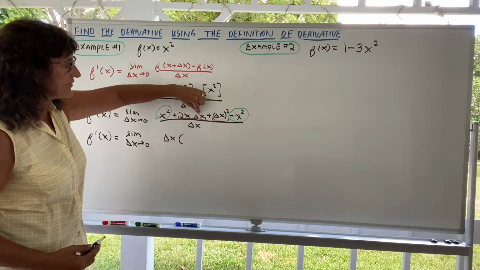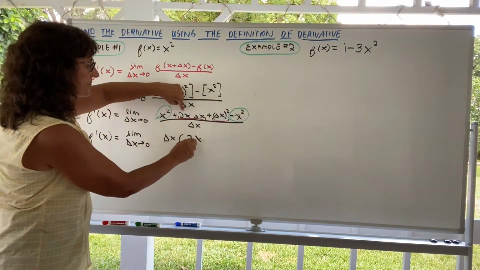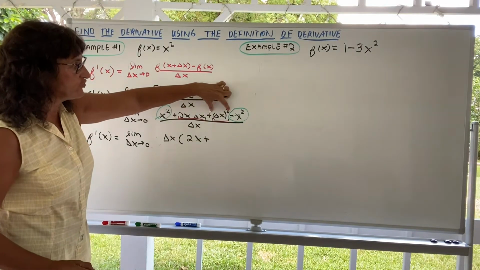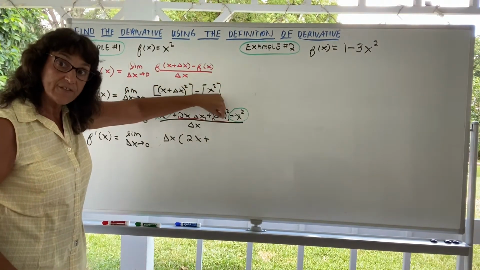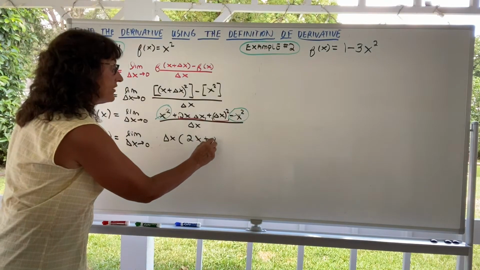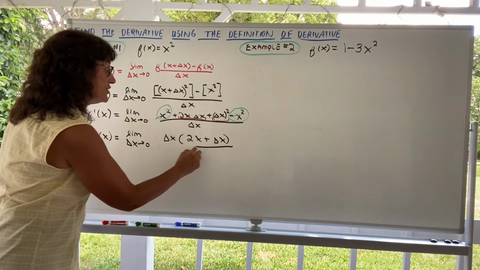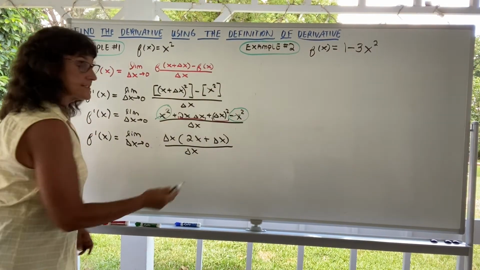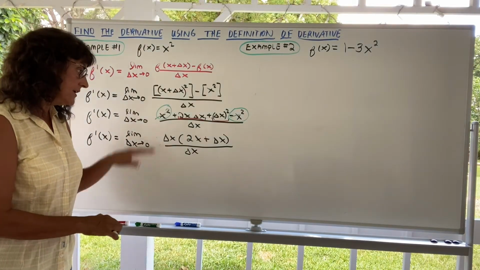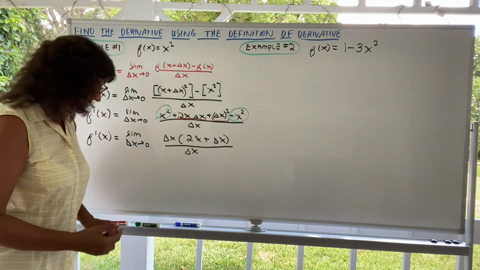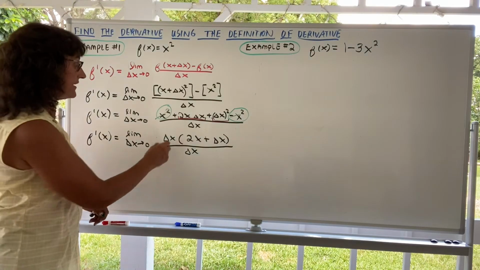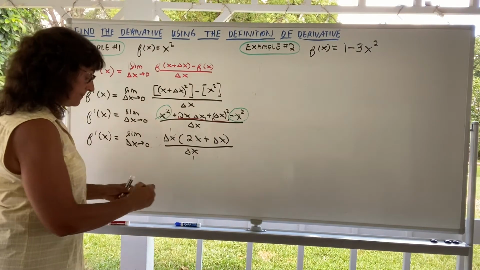When you take out the delta x, you have the 2x left over, okay? Plus, and you have two delta x's here, so you're going to factor one of them out. You're still going to have 1 left over. So there's your numerator. Denominator is delta x, all right? And can you see we can cancel the delta x's, okay? So we can still simplify this. So the delta x's cancel, all right?